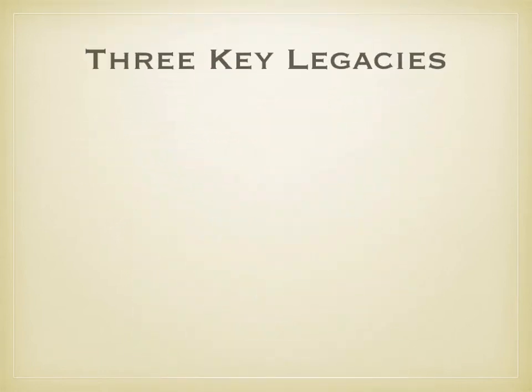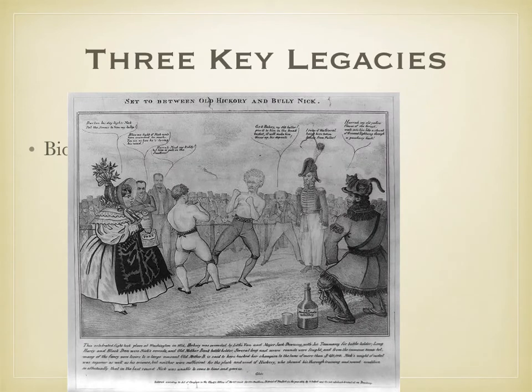There are 3 key legacies to remember about Andrew Jackson's presidency. First, his battle with Nicholas Biddle over the National Bank. From the beginning, Jackson was opposed to the bank, and even though it had been successful and helped build America economically all the way back into the Washington administration, Jackson vowed to destroy it.